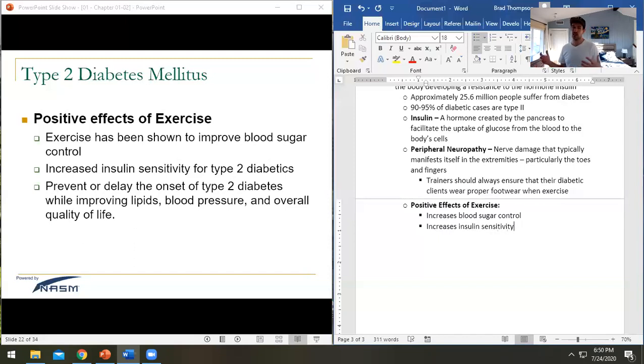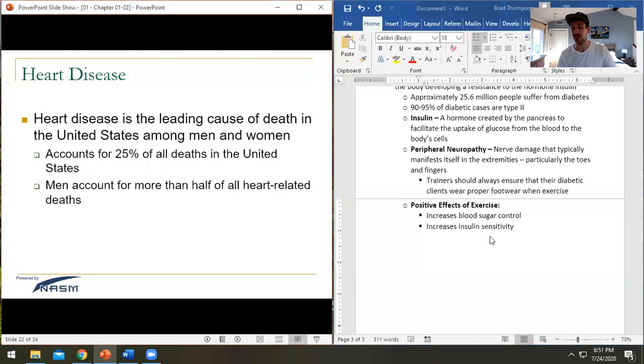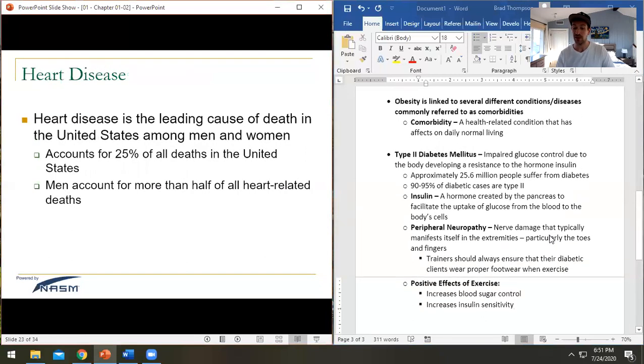Remember, somebody with type 2 diabetes is producing insulin, but their body is just not responding to it anymore. Their cells have become so resistant to it, they need a bigger fix. Well, when you exercise, your body starts using that insulin. And so it says, great, I got a reason to use all this stuff. And so it actually becomes more sensitive to it, which is excellent. And like I said, it can prevent or delay the onset of type 2 diabetes while also improving your cholesterol, blood pressure, and increasing your overall quality of life. So this is a big one, but these are two that are directly related to diabetes.